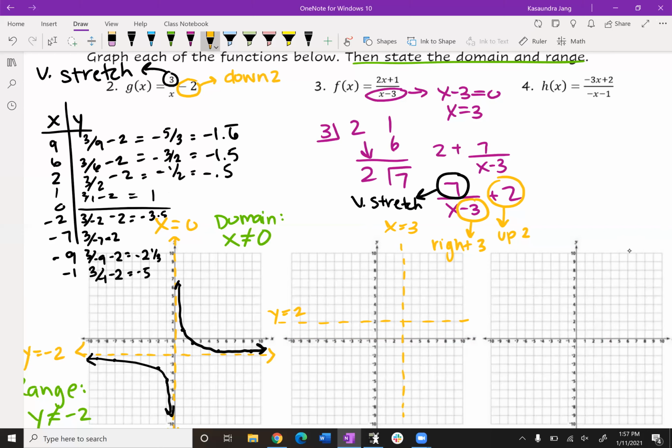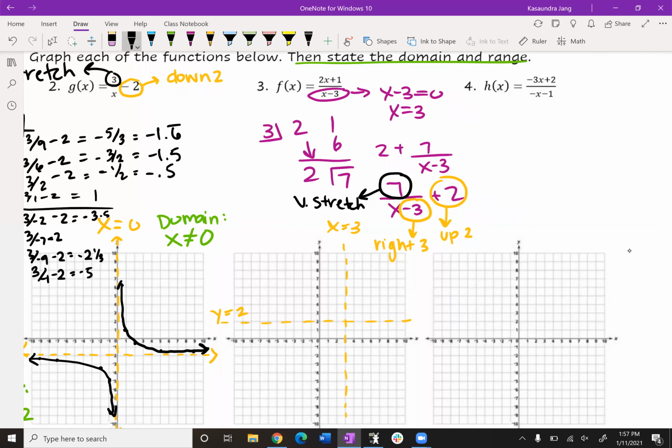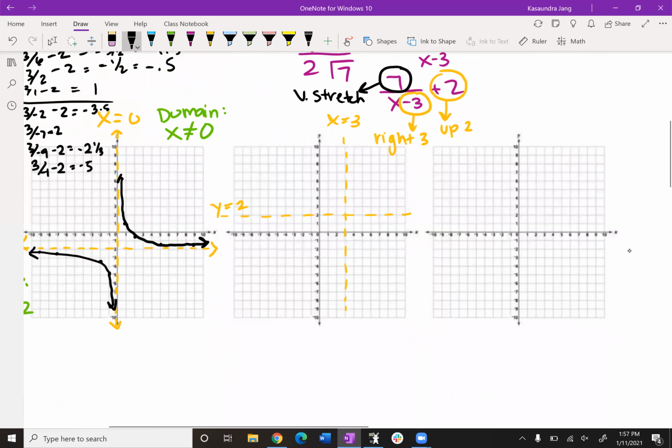All right, so then I need to plot some points to the left and right of the x value of 3. Make a little chart down here. My x values. 3 is where the asymptote is, so I can't plug in the 3 itself, but I do need to plug in some numbers bigger than 3 and some numbers smaller than 3.